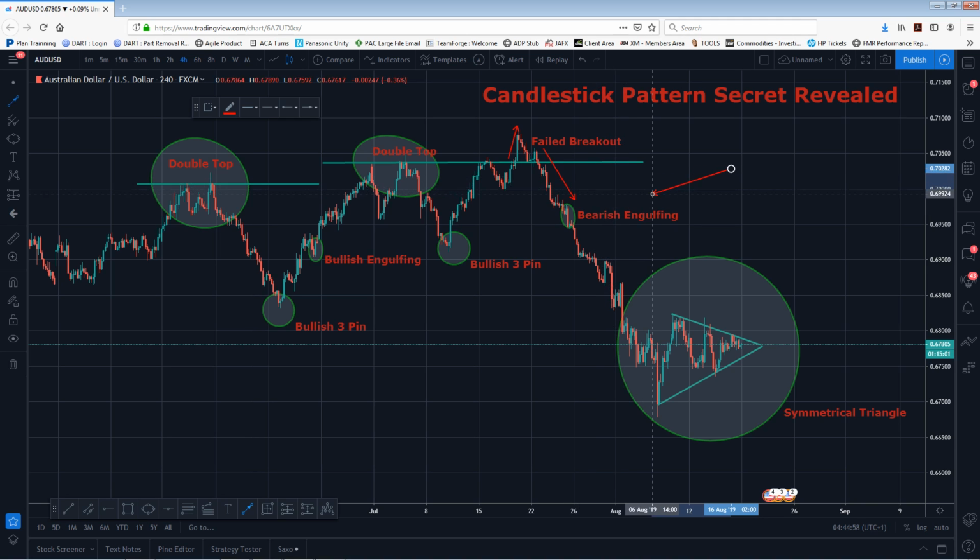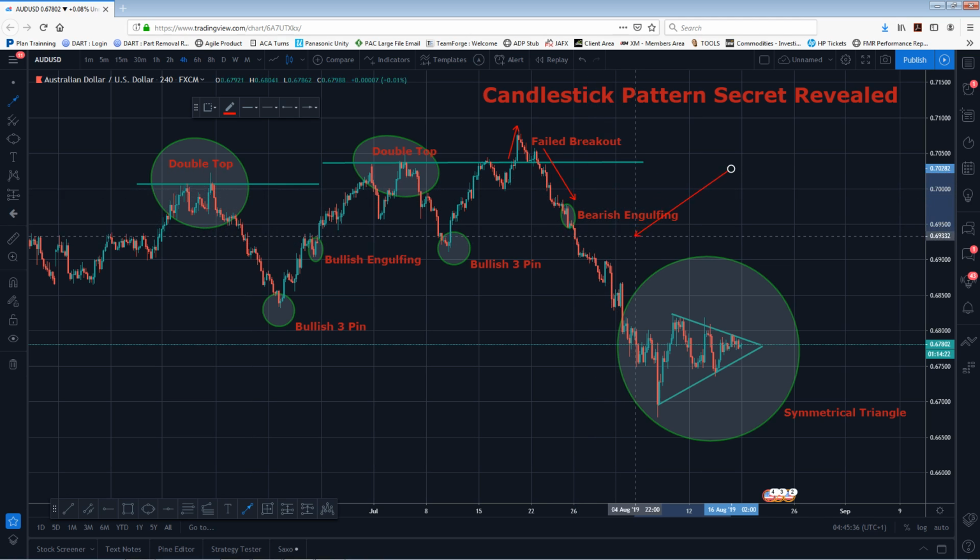I just want you to see how, this took me about 10 minutes to mark up, but look how much information you get by just drawing in the double tops, the bearish engulfing, or the bullish 3-pin formation. When you draw these things in, you start seeing how the market's moving. And when you combine candlestick patterns with all the other things I've taught you, we're no longer unsure which way price is going. We make a calculated decision, based on all the things we've learned, about when to buy and sell.